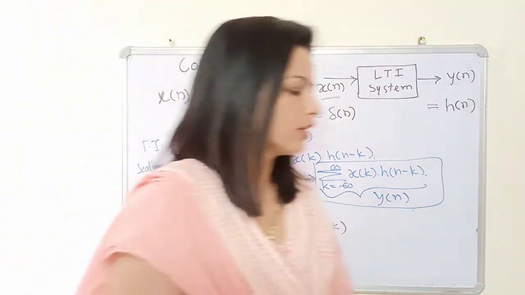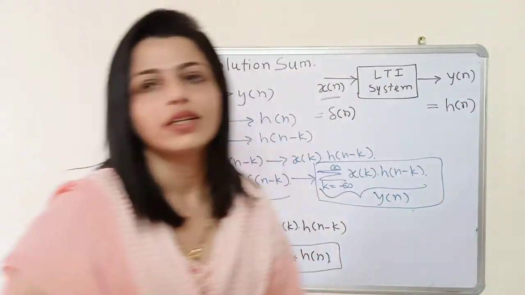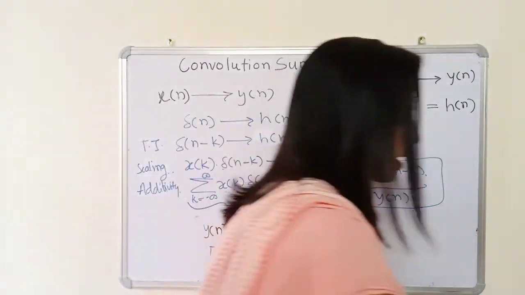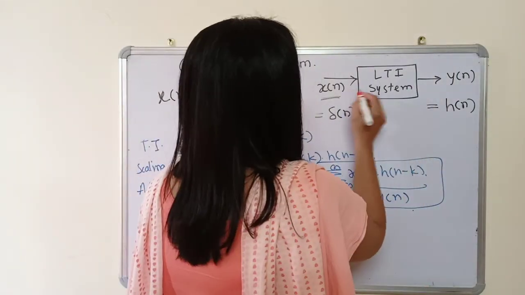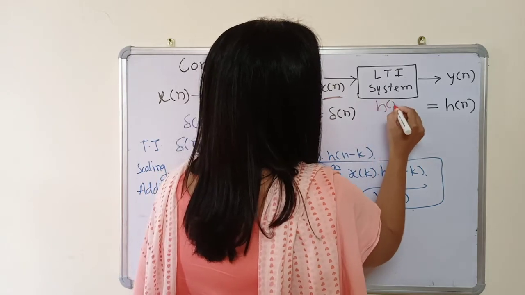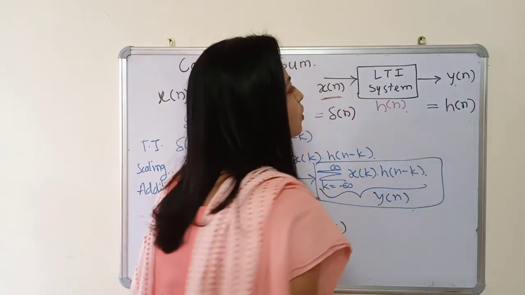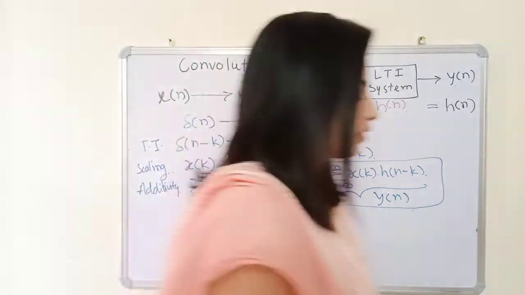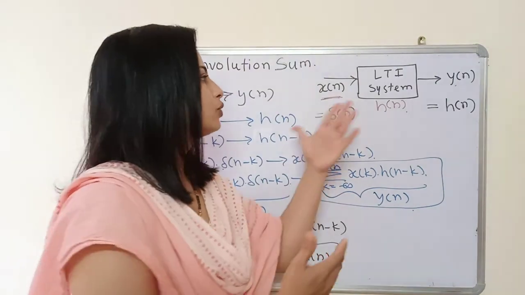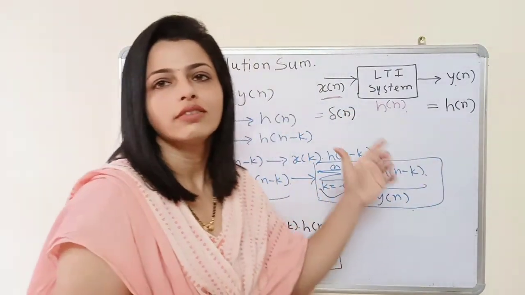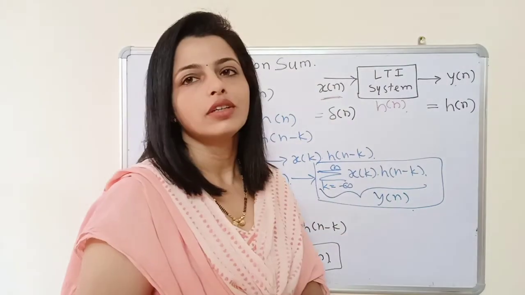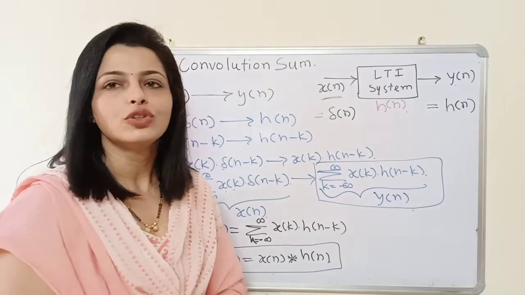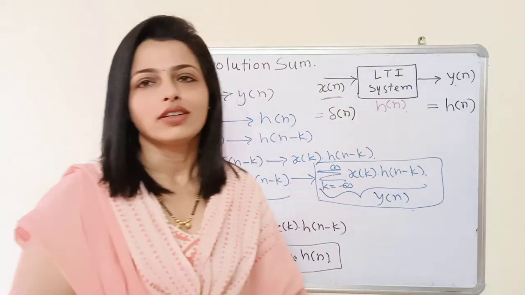This is very similar to the convolution integral, but the signals used here are discrete time. If you are given one input and the impulse response of the system, and you are asked to find y of n, you can use this formula for the convolution sum. We'll see examples of how to find y of n from the given input x of n and the system impulse response h of n, and also see the convolution properties.